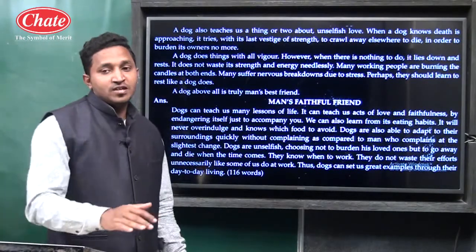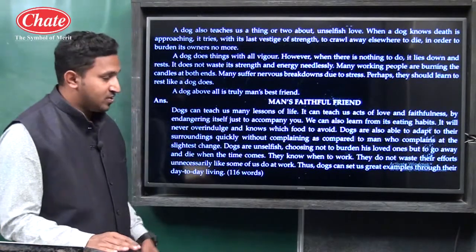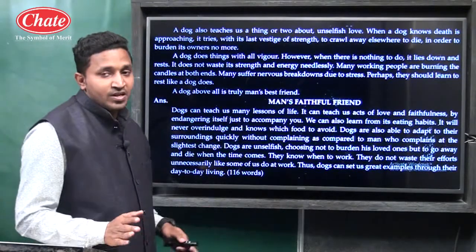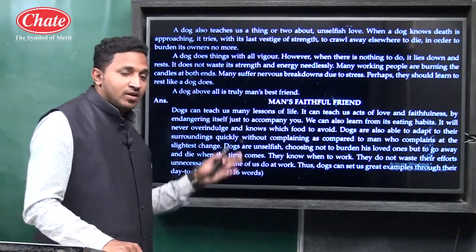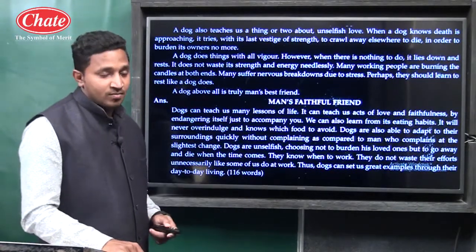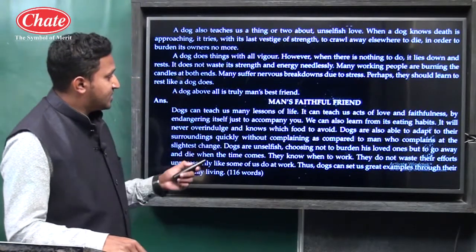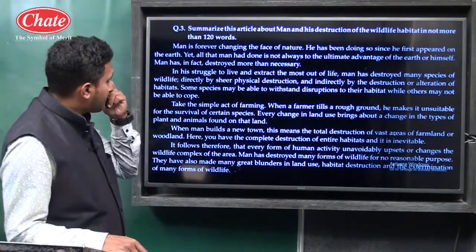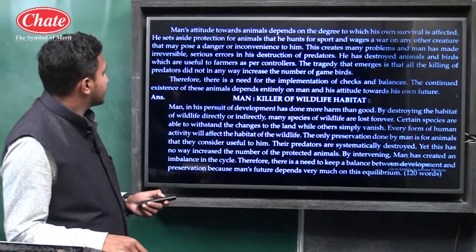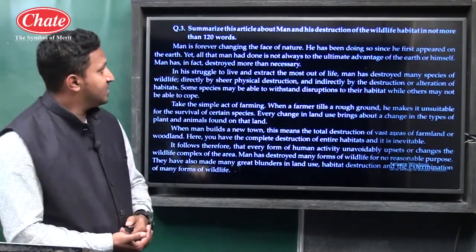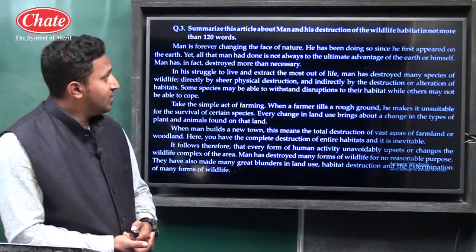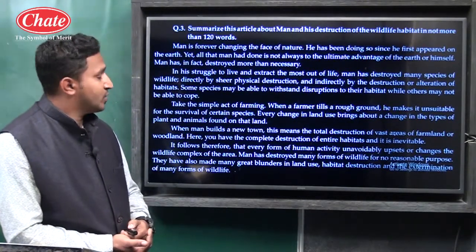Okay, this is the summary of the given passage. The passage is big enough, but the summary is written in short, and each and every content from the passage has been covered in this short summary. Let's see the next example. Summarize this article about man and his destruction of wildlife habitats in not more than 120 words.